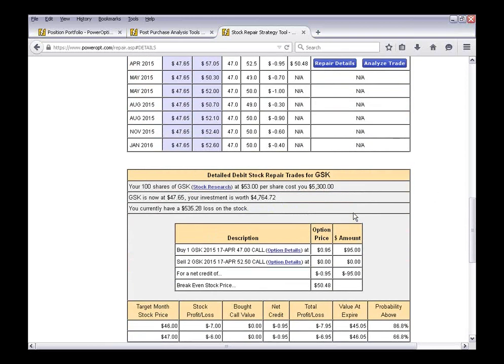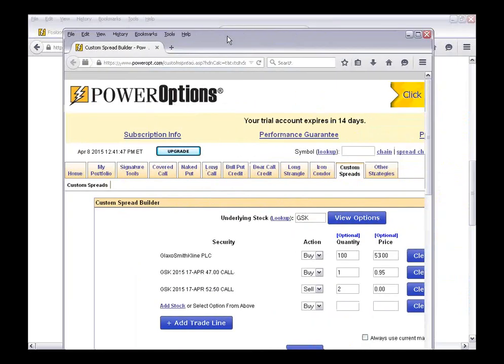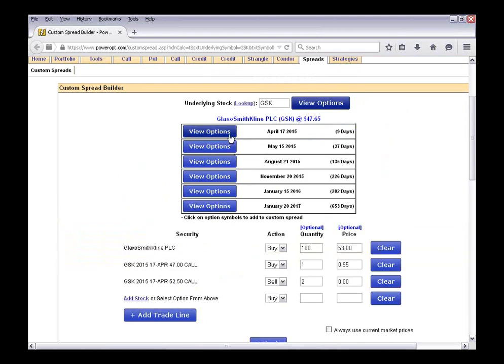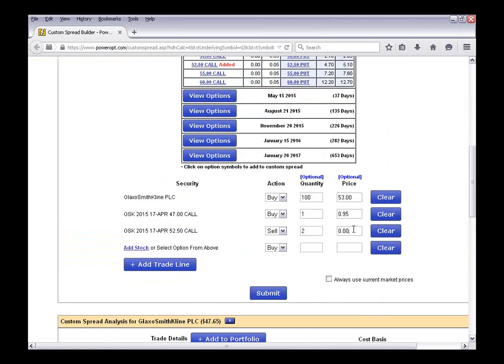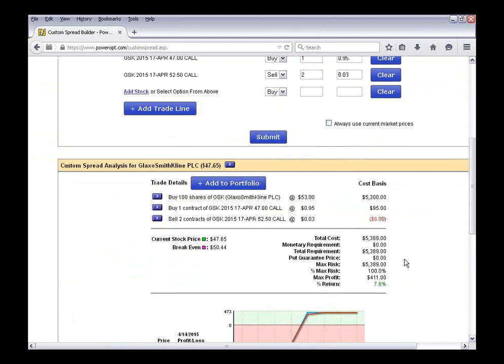But some of the risks involved with this, of course, is that it is a debit repair. So you're putting more money, another premium, into this position. You're selling 2 calls against, but honestly, let's take a look at our April calls here. 0 bid, 5 cent ask. You could probably get 2 to 3 cents for it, so let's just try to put that in there as well, see what we could get for GSK, and submit that.